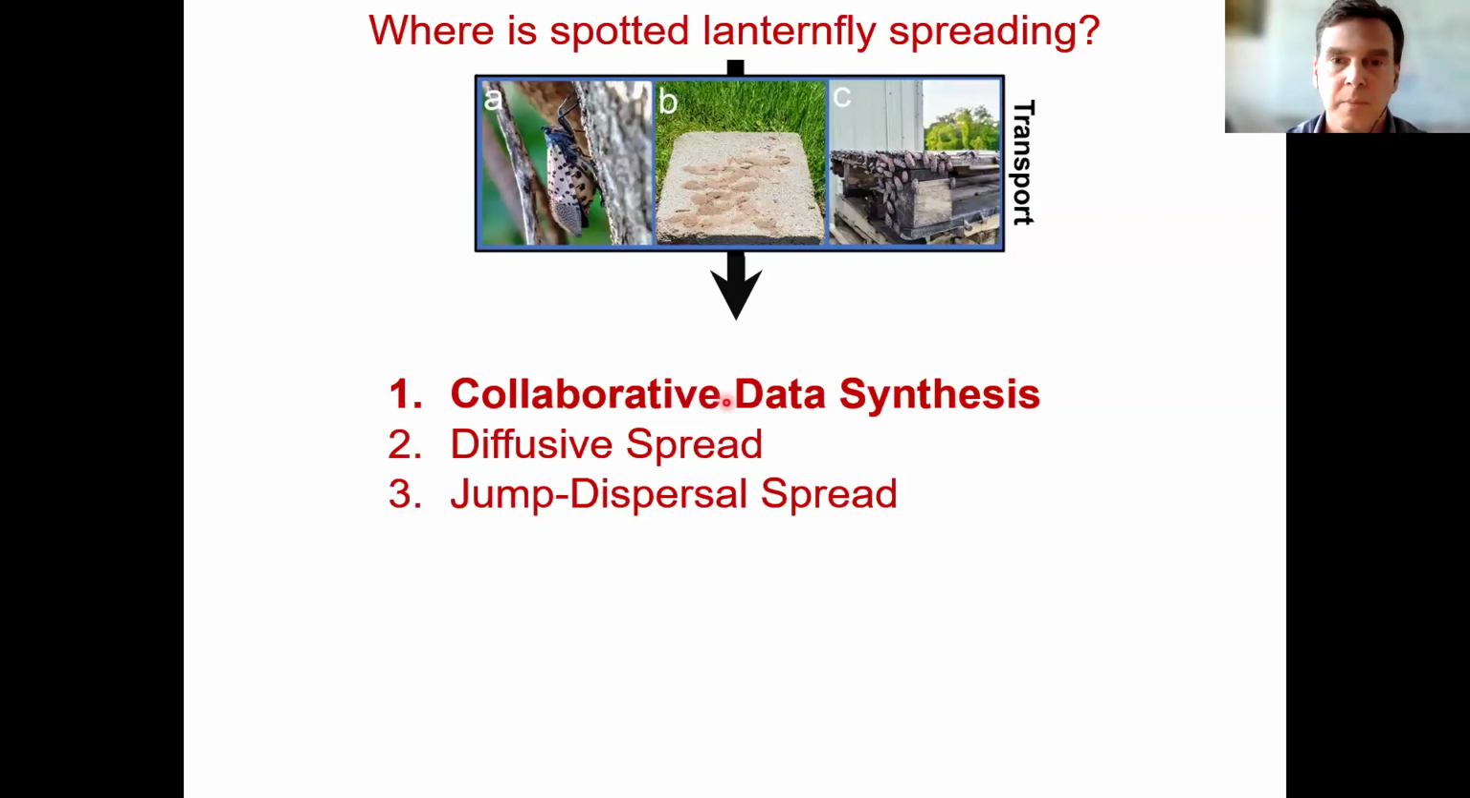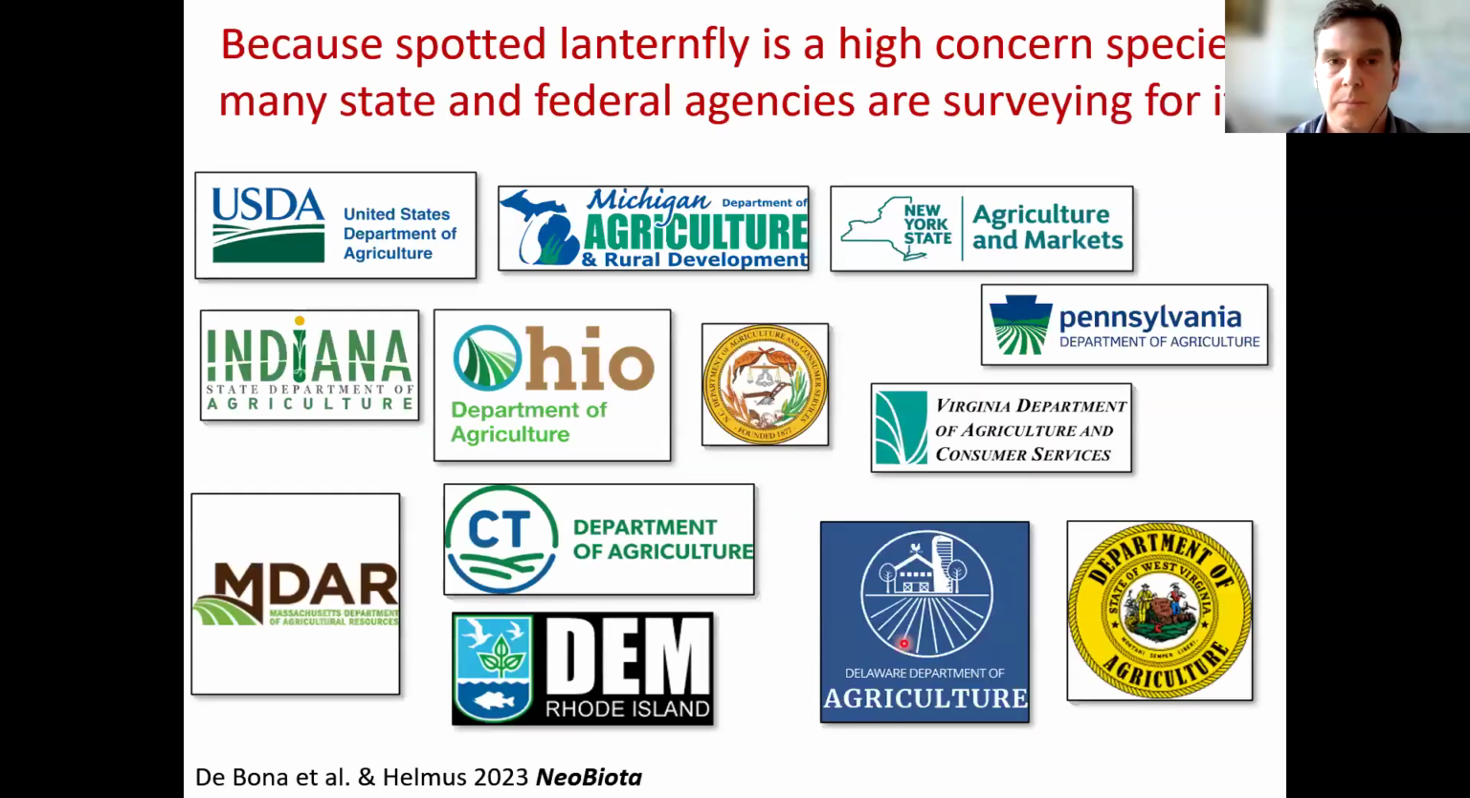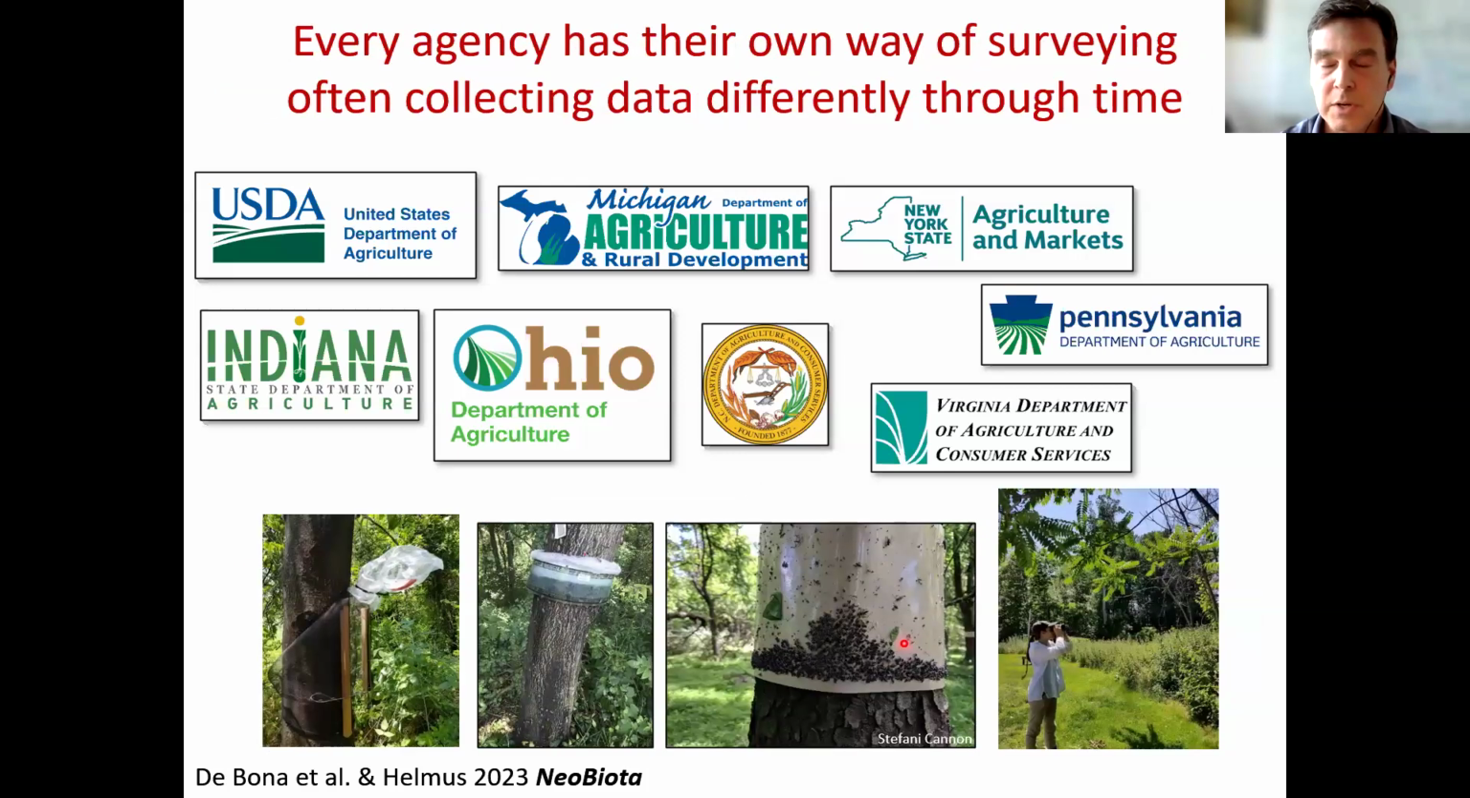So first, I'm going to give you an example of a collaborative data synthesis that we've done that really forms the basis for a lot of our research. I showed you all those pictures of spotted lanternfly. It's a species of really high concern, and so there are lots of state and federal agencies, primarily USDA, that are surveying for it. Now, every agency, especially at the beginning, has their own way of surveying sites for lanternfly, often collecting data very differently through time. This causes a huge headache when you're trying to do a large data science project, trying to understand where spotted lanternfly is at.